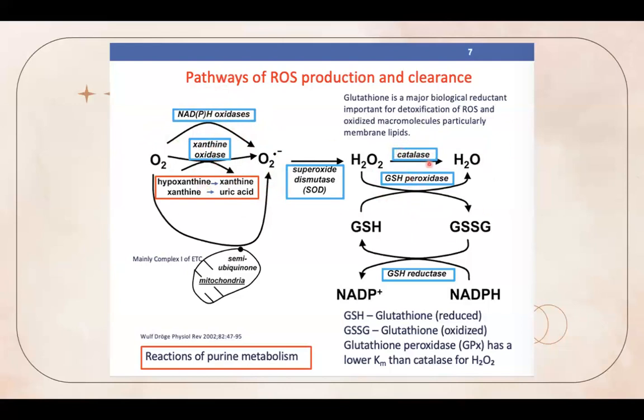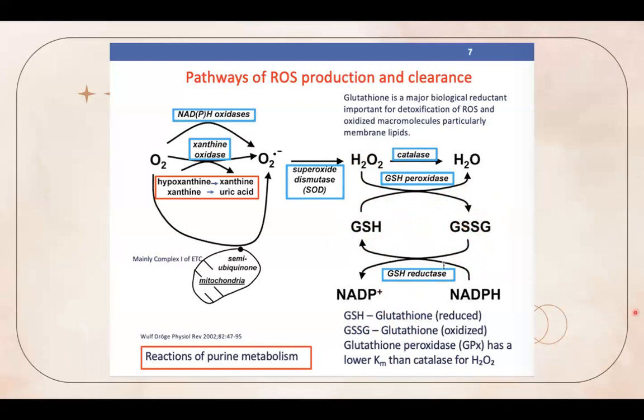So in case the catalase is not working, we have another enzyme called GSH peroxidase. GSH peroxidase does essentially the same thing, converts H2O2 into H2O. However, it uses a molecule of glutathione. So what it does is that it turns this reduced glutathione, or GSH, into an oxidized glutathione, right? So the GSH becomes GSSG. So it basically converts the reduced one into an oxidized version of glutathione, right?